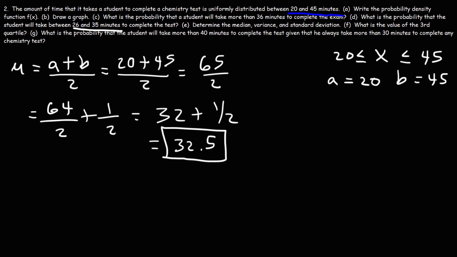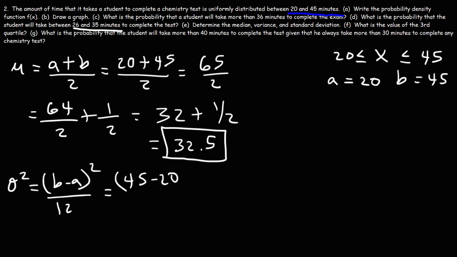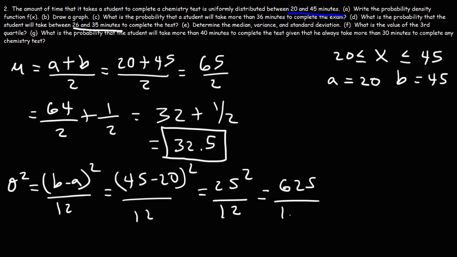Now let's calculate the next thing, the variance. So the variance is going to be b minus a squared divided by 12. b is 45, a is 20. So 45 minus 20 is 25. 25 squared is 625. And 625 divided by 12 is 52.083. So that's the variance.